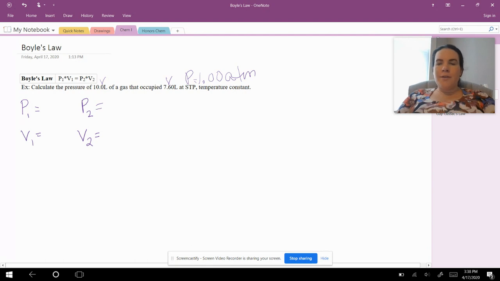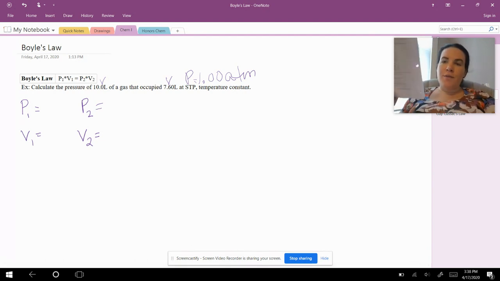But you could also, if you look at your chart back on page 5, at STP, we also have 760 millimeters of mercury, 760 torr, or 101.1 kPa. Those are the same thing. But you got to pick one. Whatever unit you use for pressure before, that one will be the same one after.